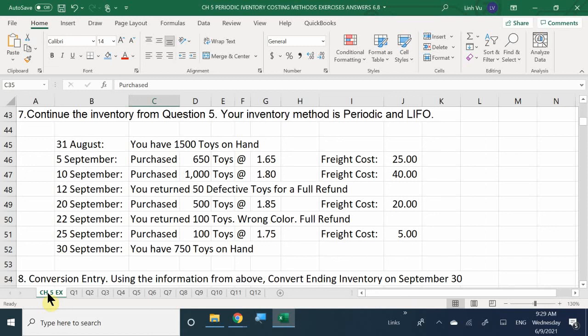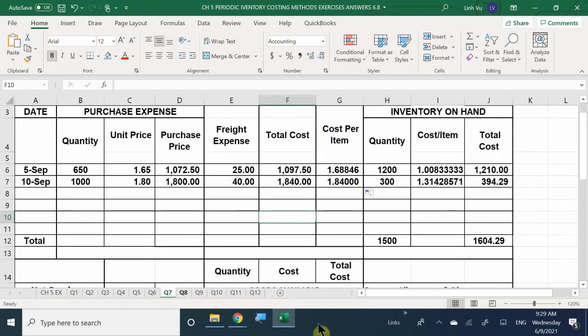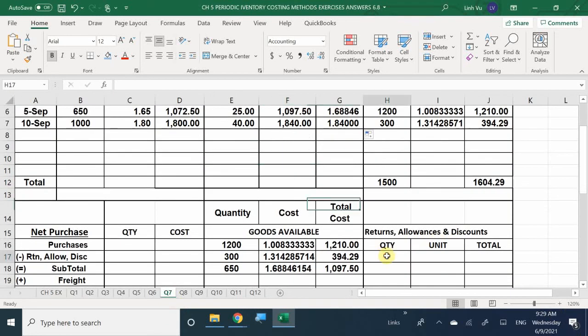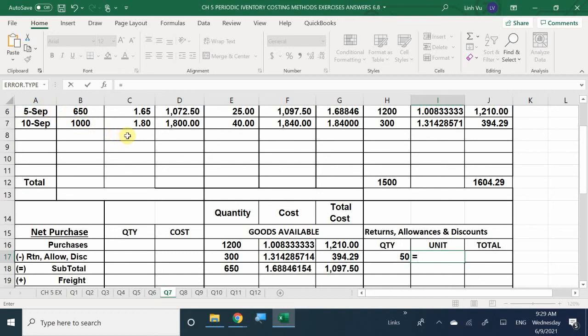You returned 50 defective toys at a full refund. Okay, so 50 of those items are no good. So we're going to get a full refund. We're returning 50 items, and at what cost? I think $1.80. Yes, $1.80, correct. Because we're getting a full refund, how much money am I getting back? $90. We're getting a straight $90.